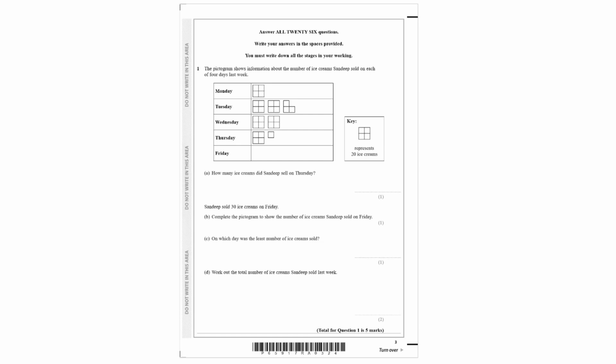The pictogram shows information about a number of ice creams Sandeep sold on each of the 4 days last week. How many ice creams did Sandeep sell on Thursday? We can see that the key represents 4 squares as 20 ice creams.